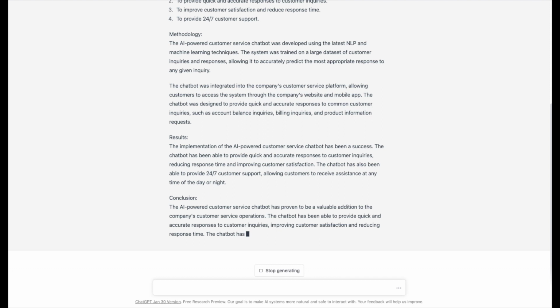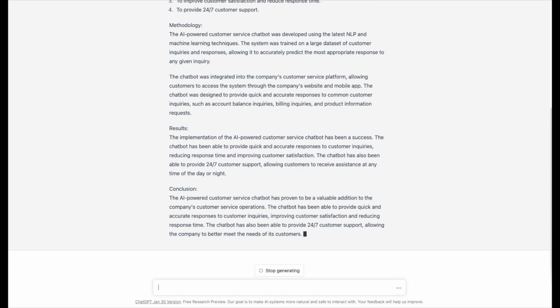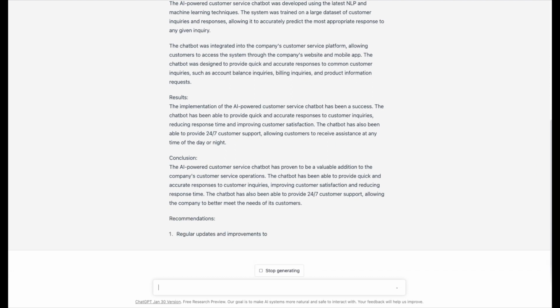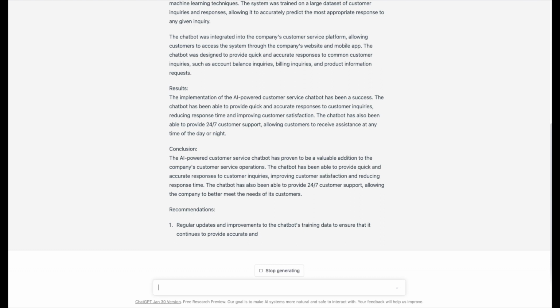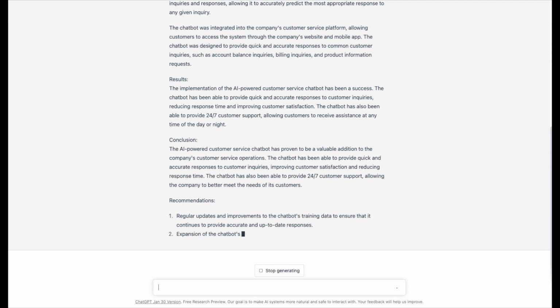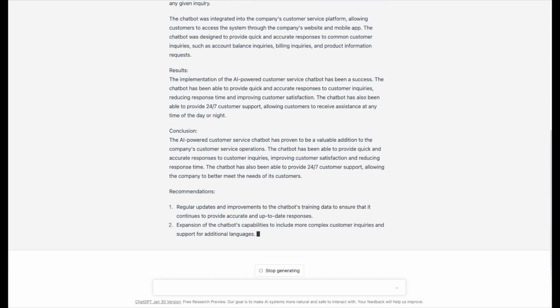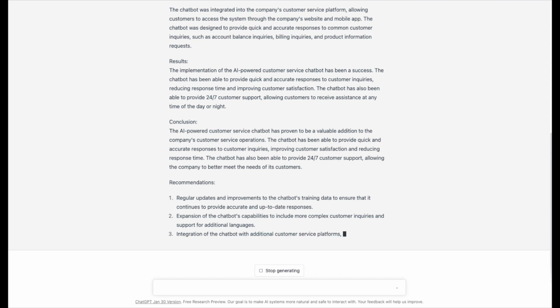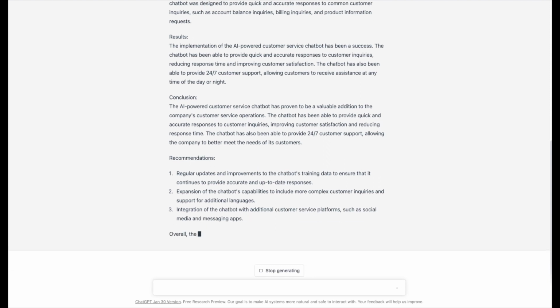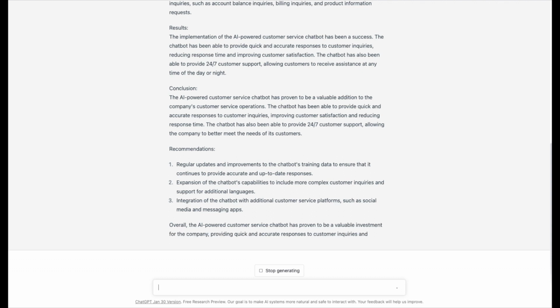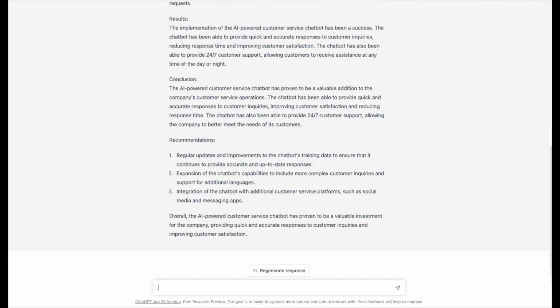So there we go. It's on its conclusion. It's still generating, though. Oh, it's going on to recommendations now. Regular updates to improve chatbots training data. So really, it just looks like a project report about itself. Okay, so now it's completed.